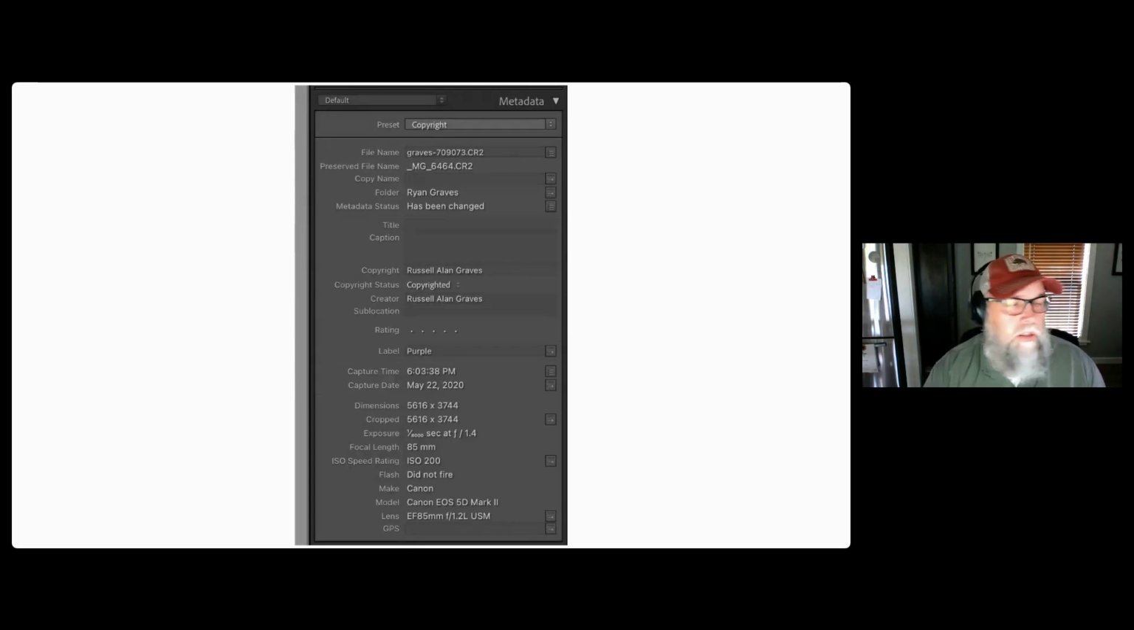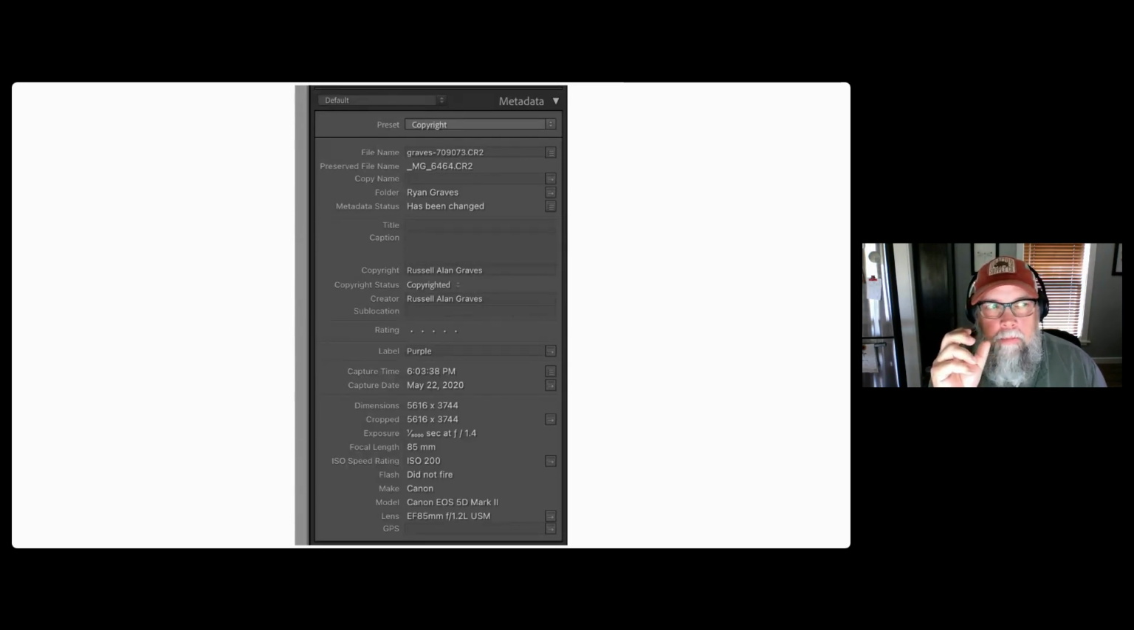You can see there I shot that picture at 1/8,000th of a second at f1.4. And then the focal length of 85 millimeters, which, that's an 85 millimeter f1.2 lens you can see on the bottom. ISO 200, flash, it did not fire. The make of the camera was Canon, and the model was a Canon EOS 5D Mark II. So every picture you take, it preserves all of that information in it.